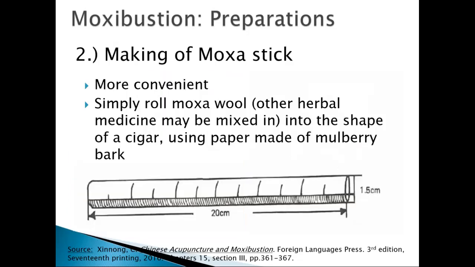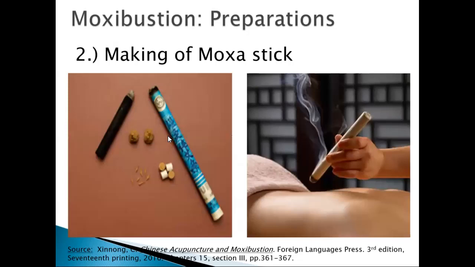For the moxa stick, this one is more convenient. It's longer, with a diameter of 1.5 centimeters, and roughly 20 centimeters in length. You simply roll moxa wool, or other herbal medicine can be mixed in, into the shape of a cigar using paper made of mulberry bark. So this is what it looks like.